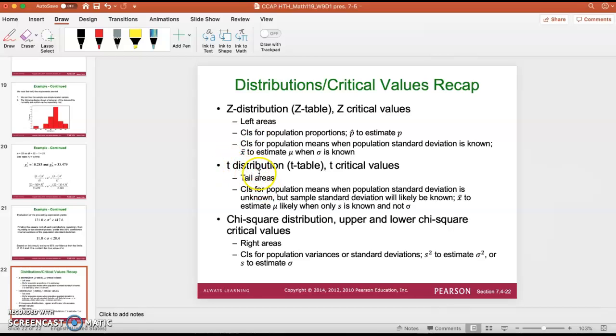Then for the t distribution, just keep in mind that gives you tail areas, whether you're looking at just one tail or two tails when you're looking at that table. And use that for finding confidence intervals of the population mean when the standard deviation of the population is not known, but hopefully you'll have the sample standard deviation instead. And lastly, in this chapter, we use the chi-square distribution for when we're finding confidence intervals of population variances or standard deviations. And keep in mind that table only gives you right areas, and it will have completely different lower and upper critical values each time, or left and right critical values.